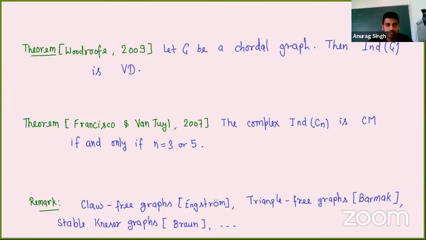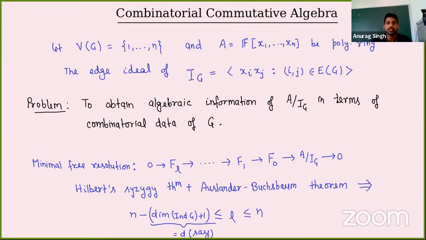The other direction that independence complexes have a connection with is combinatorial algebra. So what I'm going to do is just talk about the edge ideal, rather than taking any arbitrary square-free monomial ideal. Suppose the vertices of the graph are 1 up to n. Now you define the ring, which is a polynomial ring over the field F whose variables are x1 up to xn.